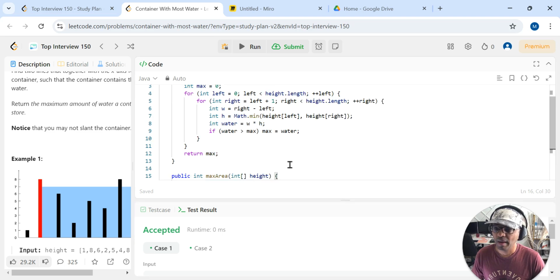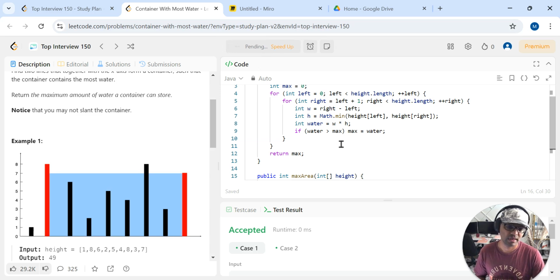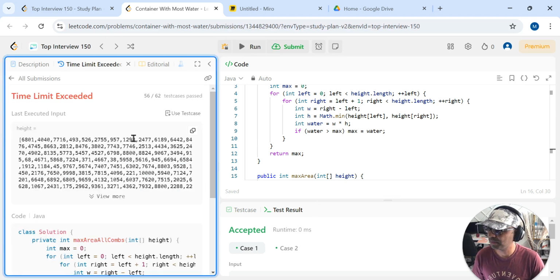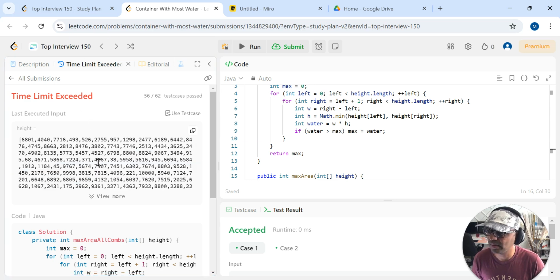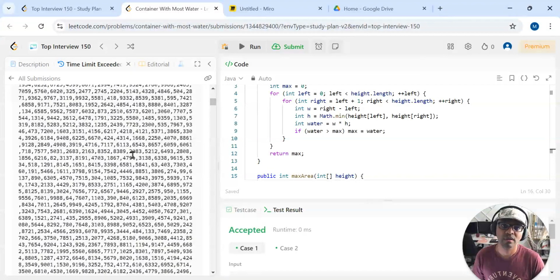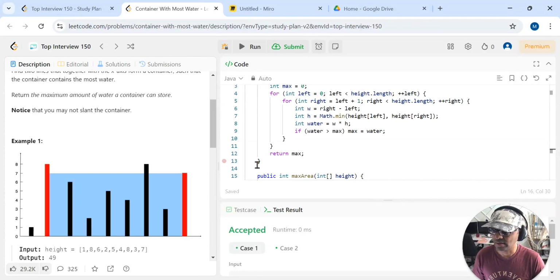And I can try to submit this. I do feel that if I try to submit this, it's going to either be very, very slow compared to all other submissions, or it's going to fail some test cases because of time limit exceeded or something like that. But let's see what happens. Okay, yeah. So as I suspected, it failed a few test cases, a handful of test cases because of time limit exceeded. And as you can see, these test cases have a really long array that they are passing as the height. Okay, so that makes sense.